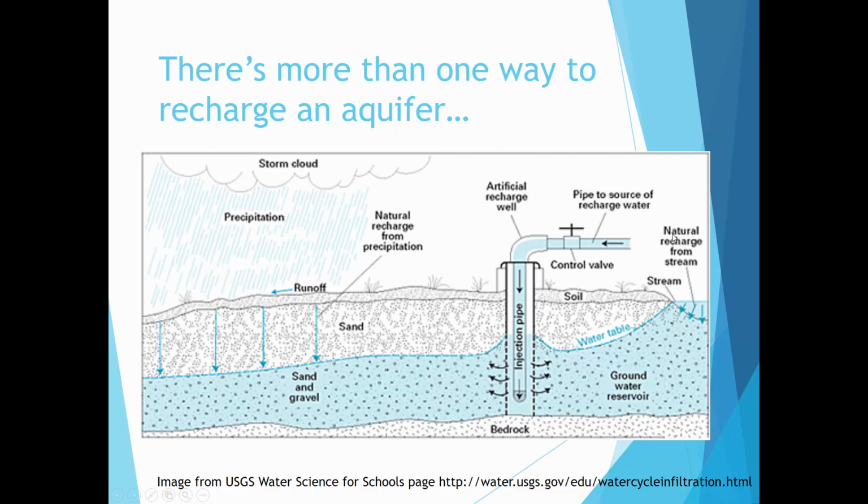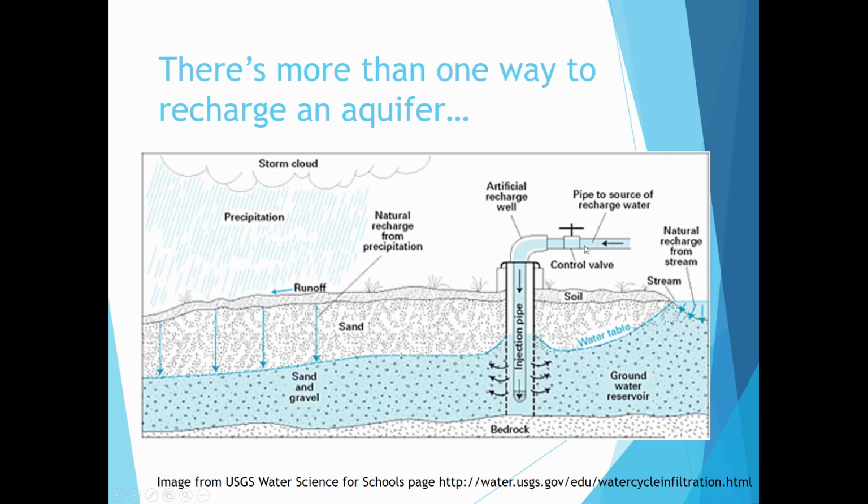And then one final way that we can recharge aquifers is from stream beds and river beds or lakes. So any surface water reservoir, that water can go from the lake bed or the stream bed into the water column below and into an aquifer.